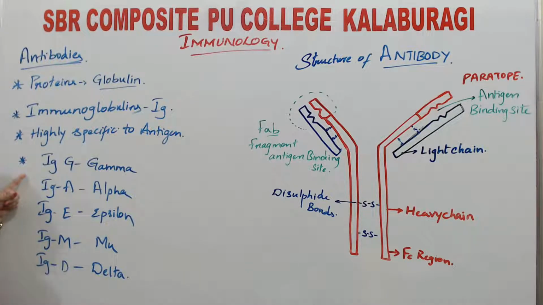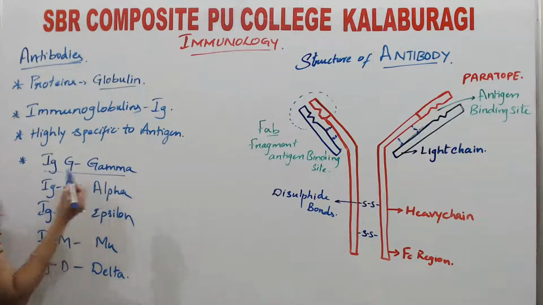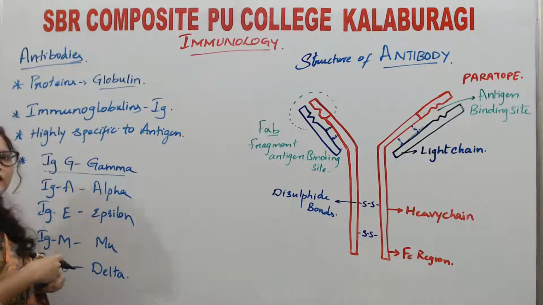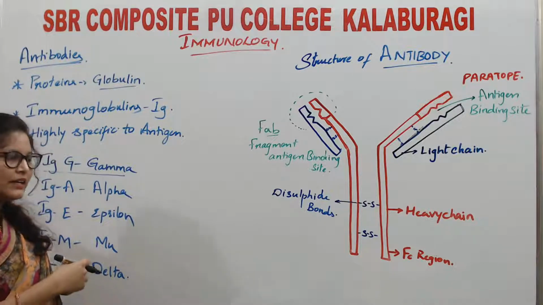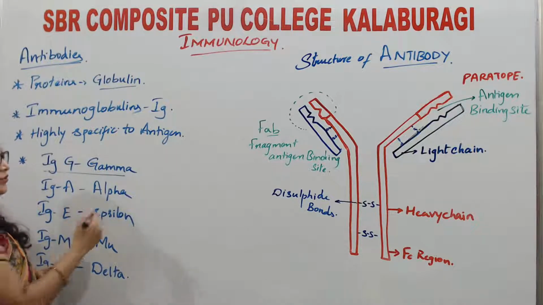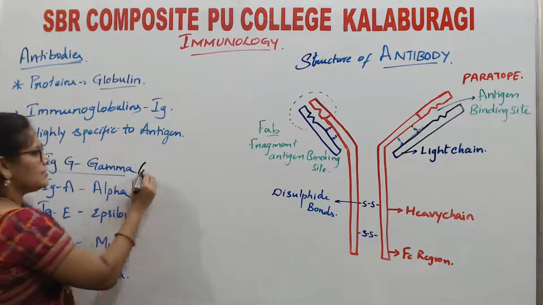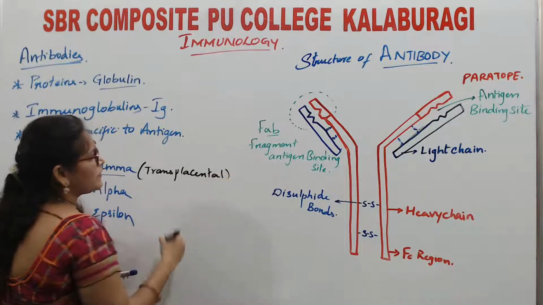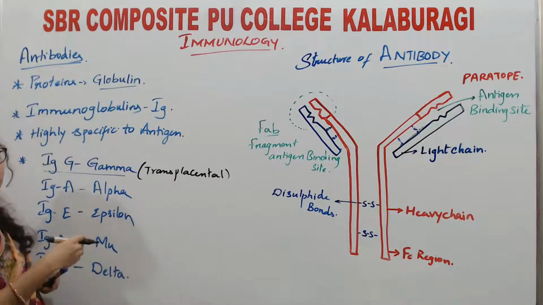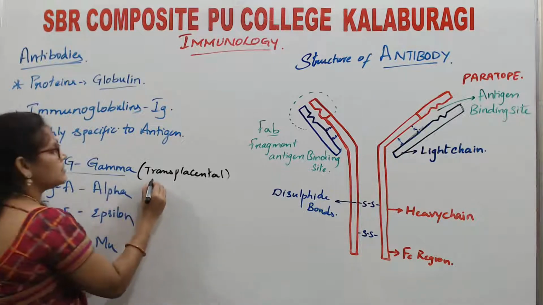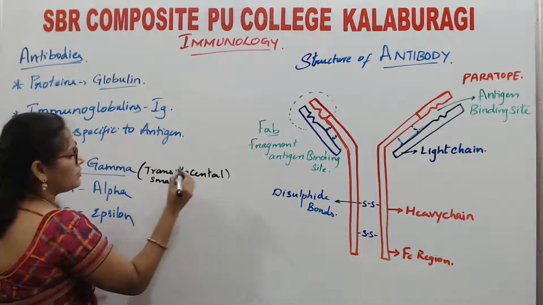The smallest of all the antibodies is IgG. IgG is the smallest antibody which can pass through the placenta. If you recollect, in the human reproductive system we studied that these IgG antibodies can cross the placenta and enter into the fetus. Such types of antibodies are known as transplacental antibodies, which can cross the placenta from the mother and enter into the fetus, and it is the smallest antibody. Do remember?